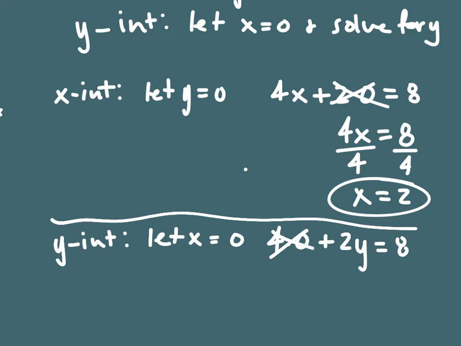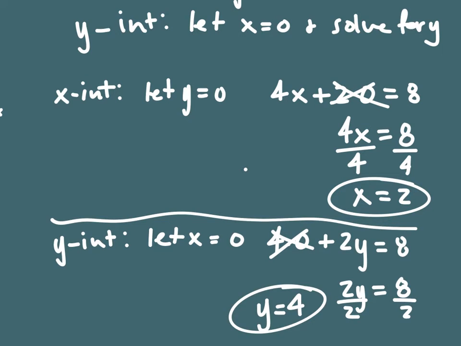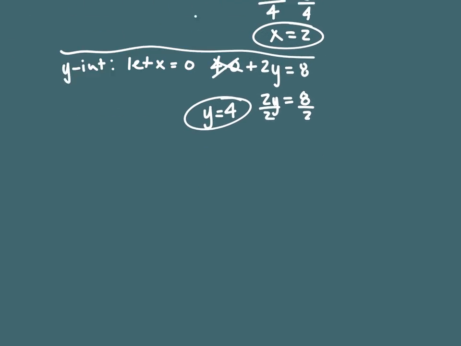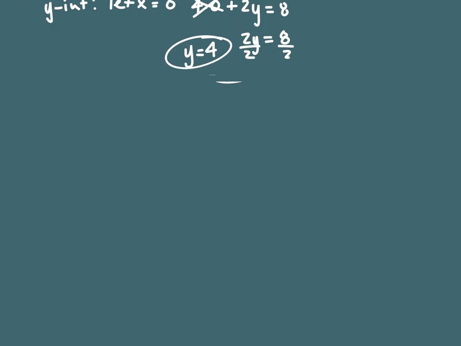This cancels out to 0. You're left with 2y is equal to 8. Divide both sides by 2, and we get that y is equal to 4. So now we're back to that same thing that we had done. Let's go ahead and just graph it down here.